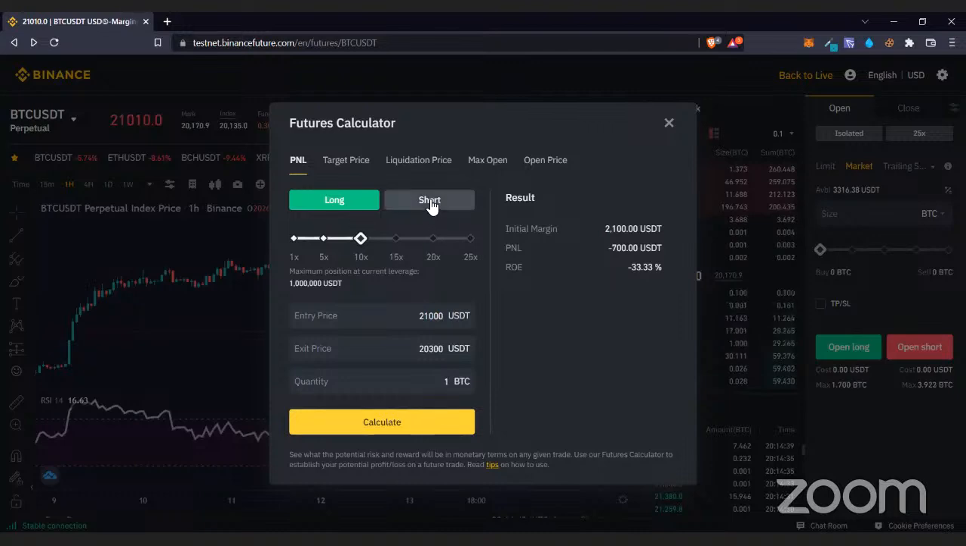All right. If we do it for short position, if I come in here and calculate for short position, it is assumed that this price actually went in our favor. So by risking 2,100, if the price goes in our favor by 33%, we are making $700 in that trade. We are making $700 in that trade.